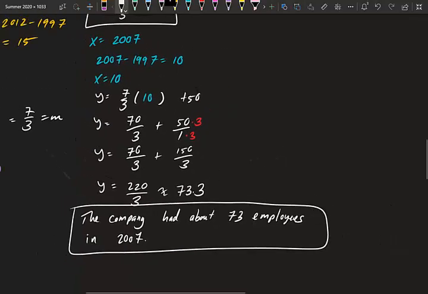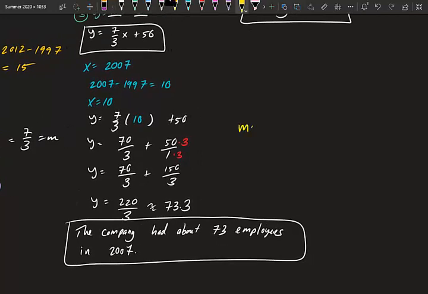I just want to break down a little bit for us about the slope. So our slope is 7 over 3. That's about 2.33. So that means they gain 2 employees every year. That's what the slope means. That's what's the change. That's what's happening. Because the slope, another name for slope, is called average rate of change. If you took chemistry and biology, you might have heard of that term. So the average rate of change, we are gaining about 2 employees every year.